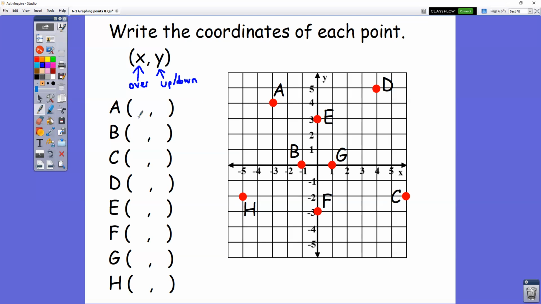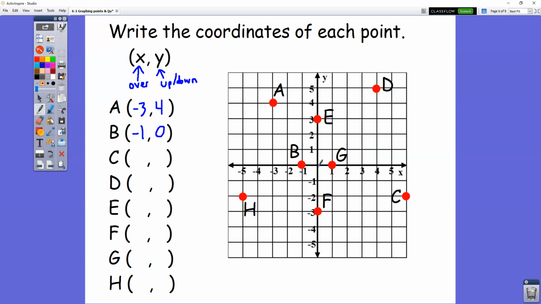So taking a look at these, A, starting in the middle, we're going over to -3, up to +4. So -3, 4. B is right here. We're going over to -1. We're not going up or down any. So that is over to -1, and then we're going up or down 0.